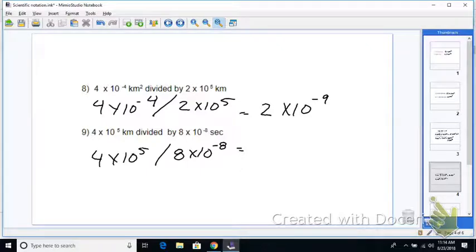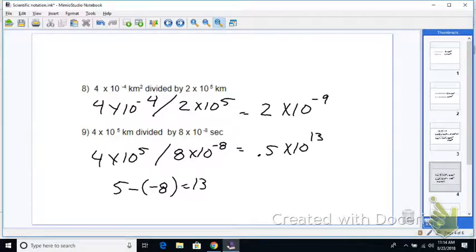Next one, 4 divided by 8 is 0.5, right? It's half. So 0.5 times 10, and so we got 5 minus a minus 8. So that's like plus, so that'd be 13. So it'd be 0.5 times 10 to the 13th.